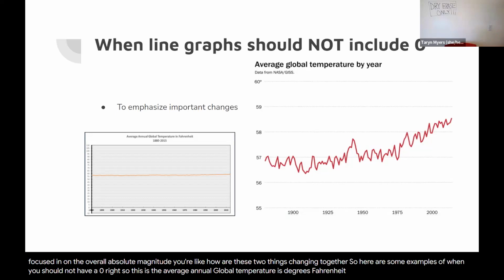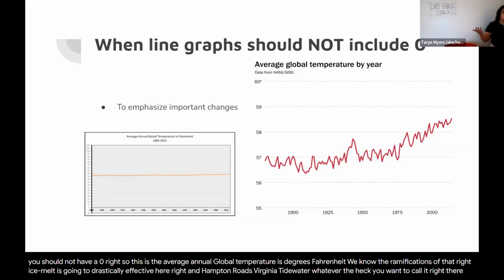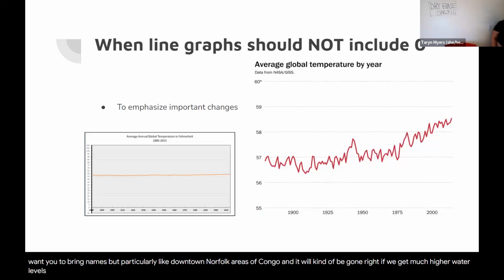And that we know the ramifications of that, right? Ice melt is going to drastically affect us here, right? In Hampton Roads, coastal Virginia, Tidewater, whatever the heck you want to call it, right? There's a whole bunch of different names, but particularly like downtown Norfolk, areas of Pungo, they will kind of be gone, right? If we get much higher water levels. Same thing for places like New Orleans, there are already islands in the Atlantic and Pacific that are just disappearing.